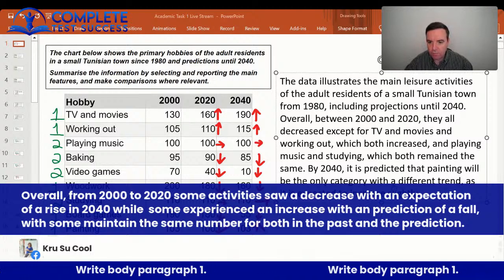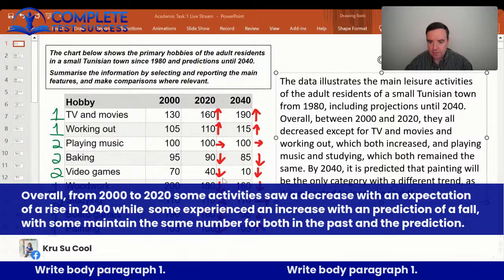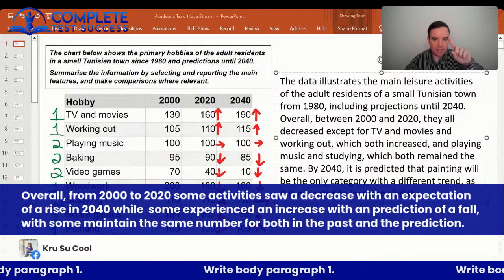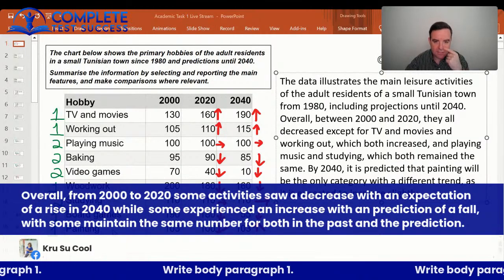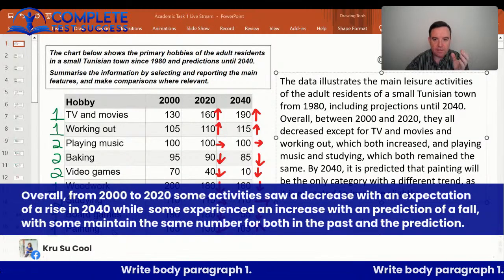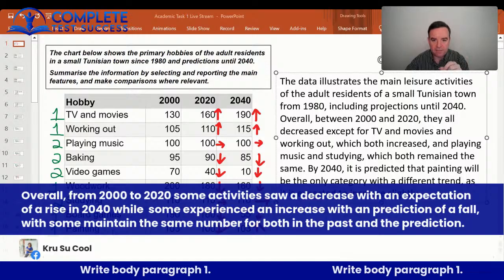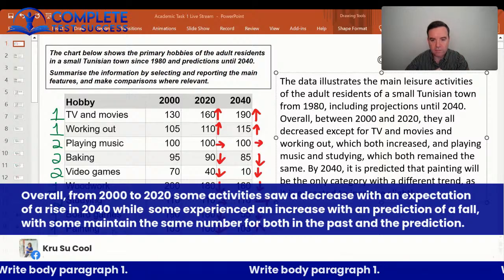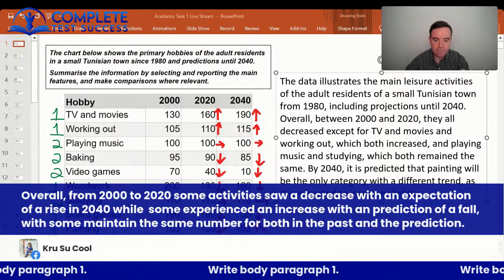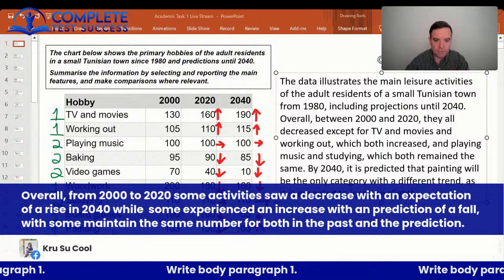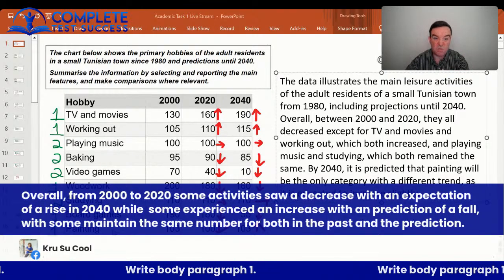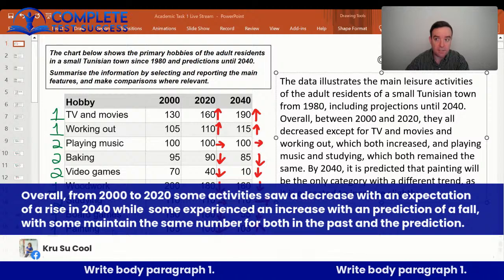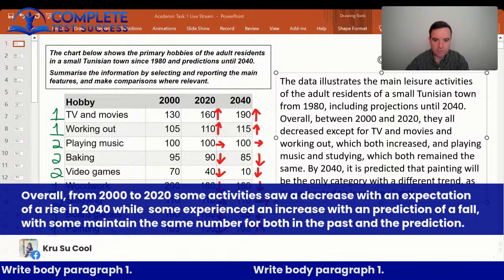We need a comma before while. So let's start again. So it would be overall from 2000 to 2020, comma, some activities saw a decrease. Now, you can't say some activities saw decreases and some saw increases. You need to tell me which ones saw decreases and which ones saw increases. So this would be too vague at the moment. Some saw increases, some saw decreases. We'd kind of expect that from most charts. So can you tell me more clearly which ones saw increases, which ones saw decreases?